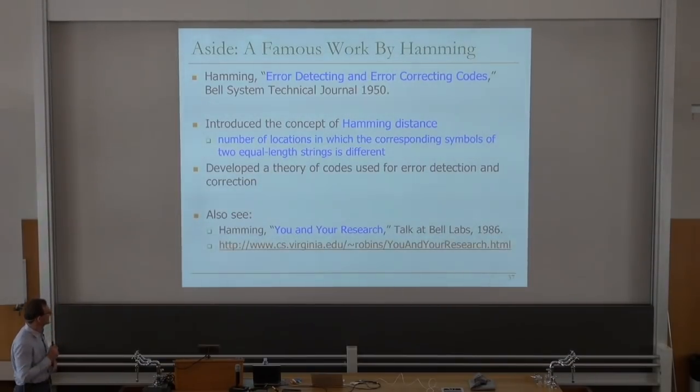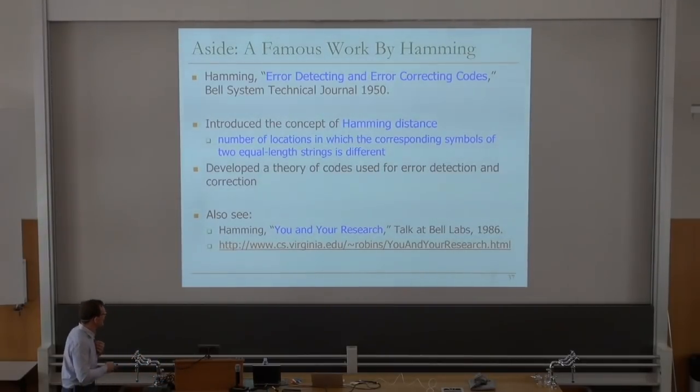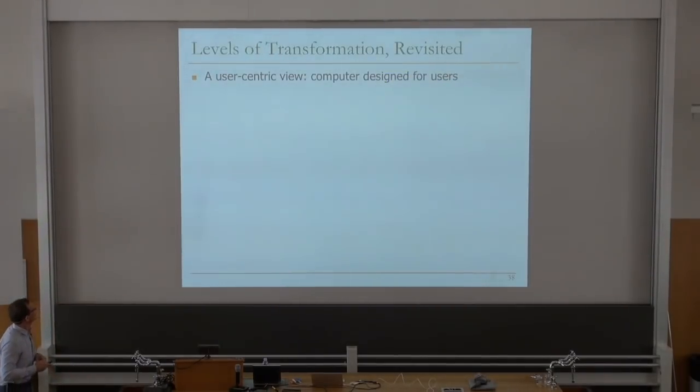Okay, this is also something else I would recommend, especially those of you who may want to do research in the future. This is a beautiful talk that Hamming gave. He spent most of his career at Bell Labs, which was a powerhouse in research in the United States for a long time. After some time, he gave this talk over there, reflecting on his experiences in research. And this is transcribed online. I would definitely recommend that you take a look because it has a really nice mindset on how to be a great researcher. Okay, so let me go back to the levels of transformation after that aside.